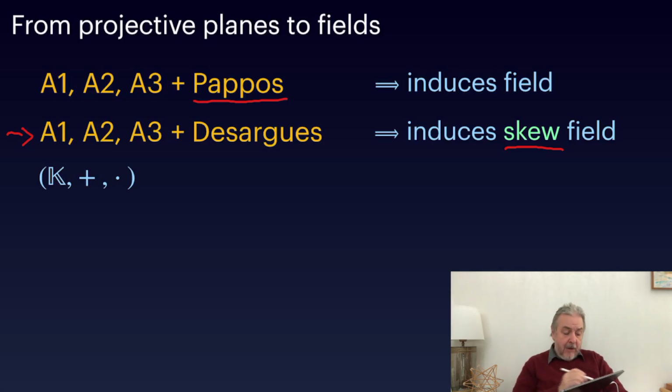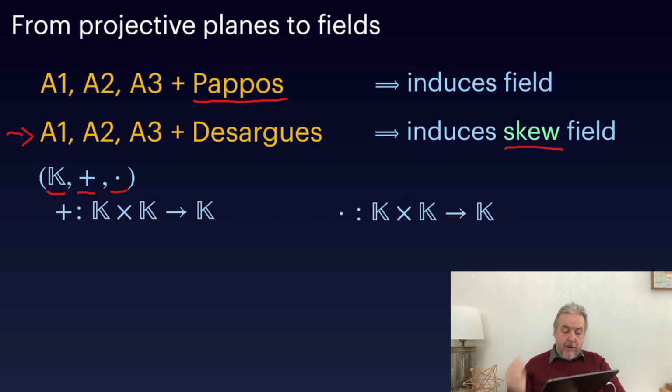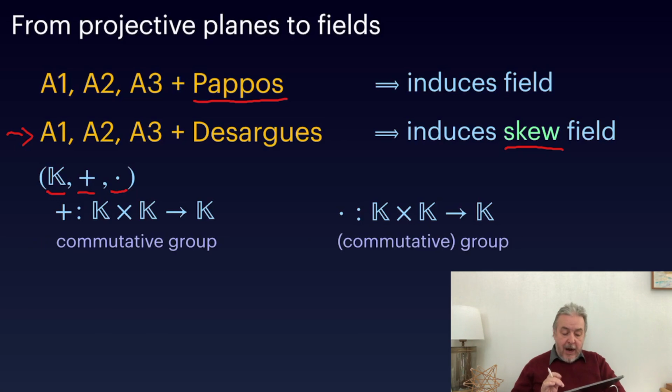So a field consists of a set of objects, you usually call them numbers, and two operators, plus and the product operator, that operate on pairs of numbers. So plus takes a pair of numbers and gives you back a new number, and times also takes a pair of numbers and gives you back a new number. And then you need many additional properties to make that a field. So what are these properties?